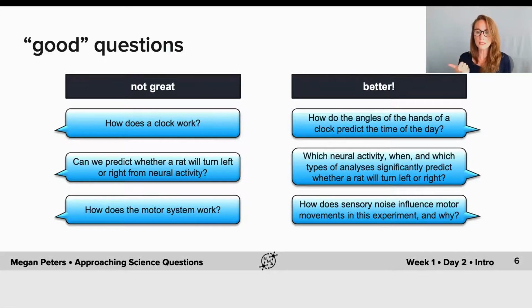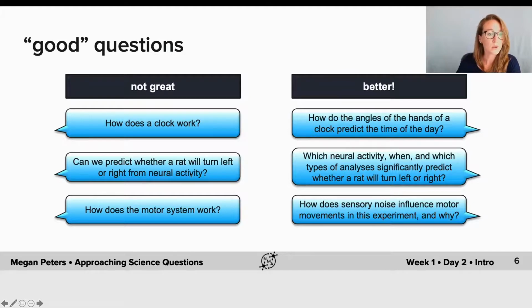What level of analysis do you want to look at? Do you care about gears or hands or time as an abstract concept, electricity versus mechanical movement as a driver? A better question is, how do the angles of the hands of a clock predict the time of day? This gets us a much more narrow, precise question that we can then go try to answer with specific observations or experiments.